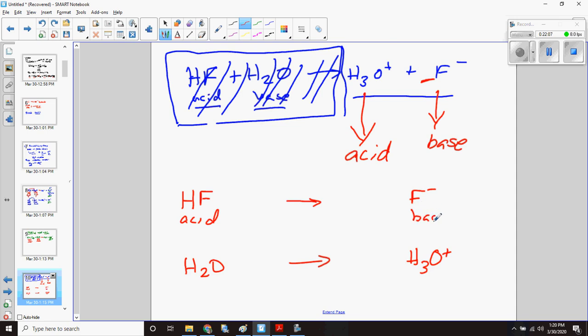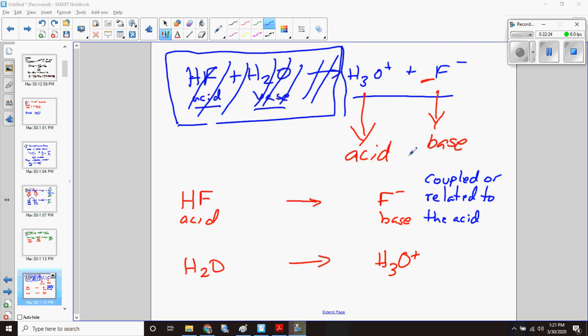So what I want you to think about is that when HF donates a proton, it creates a base which is related. I'm going to put the word related up here. So when HF donates a proton, it forms F minus. It forms a base which is related or coupled with the acid.